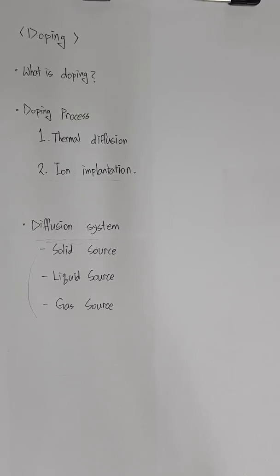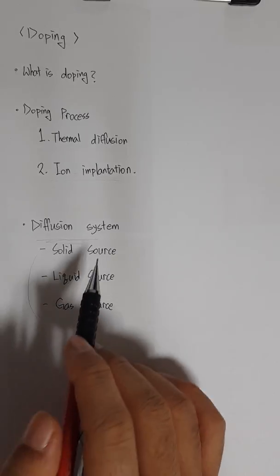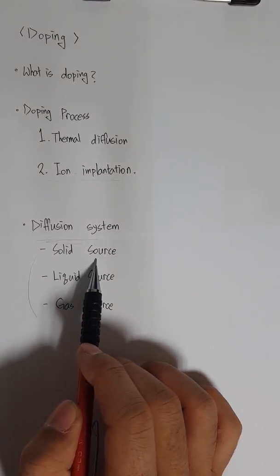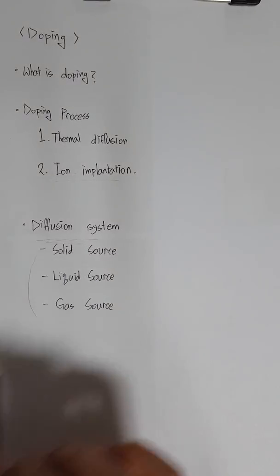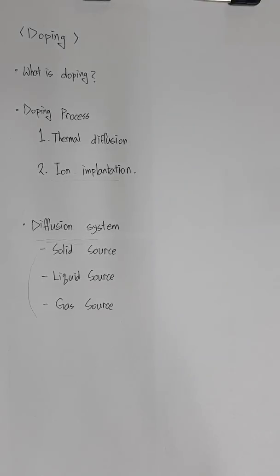We will make them into gas finally, so the name of the source means what we use at first. For example, in solid source, we use a solid in the furnace, and then heat and turn it into gas through pre-deposition.